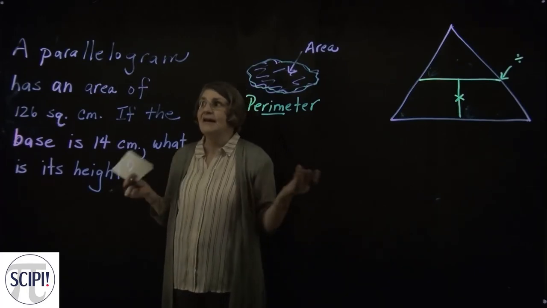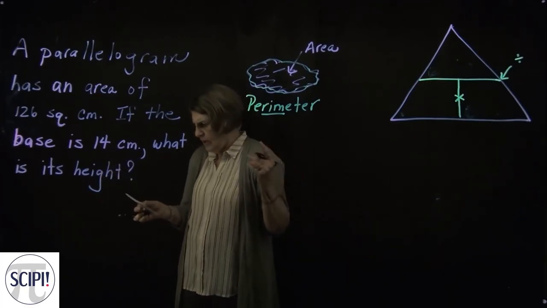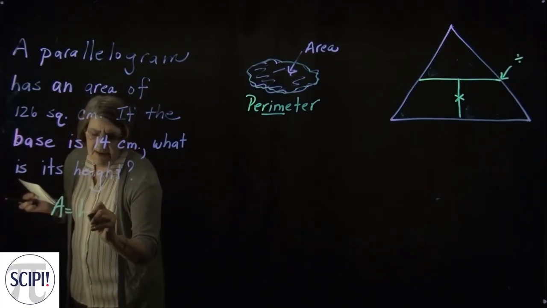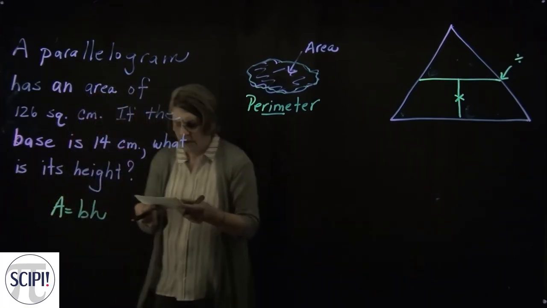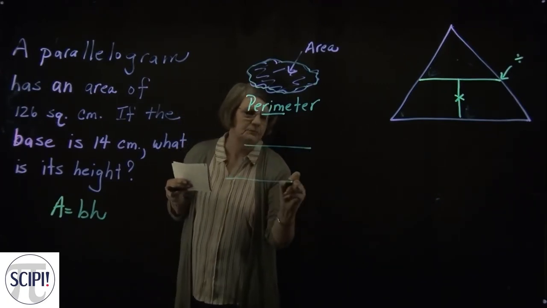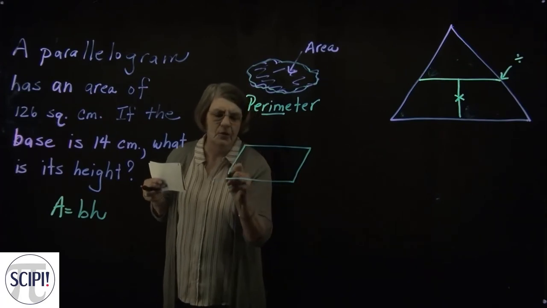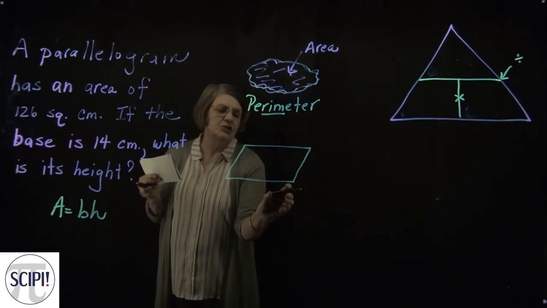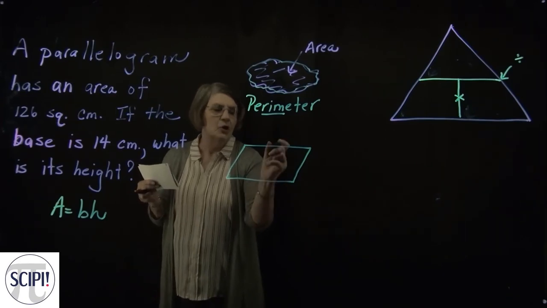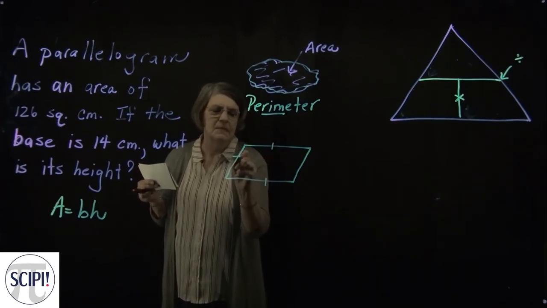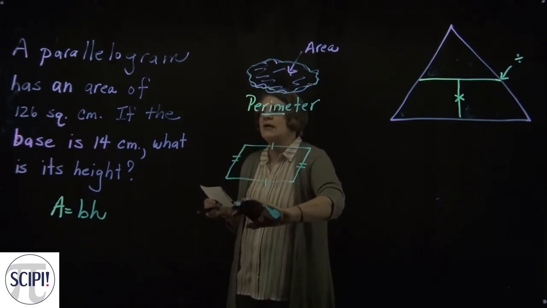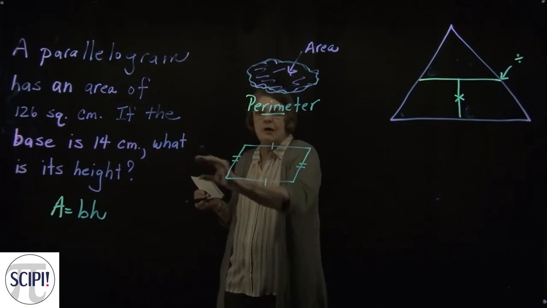Well, of course, now I have to know the formula for parallelograms. And the formula is area equals base times height. What is a parallelogram? Well, let's look at one. A parallelogram is a shape whose opposite sides are parallel, right? They're also equal. So I always like my students to draw a picture so they can kind of see what the problem's about.